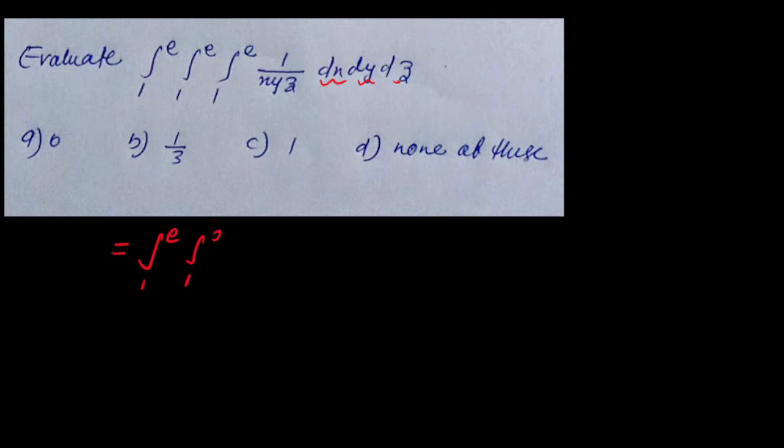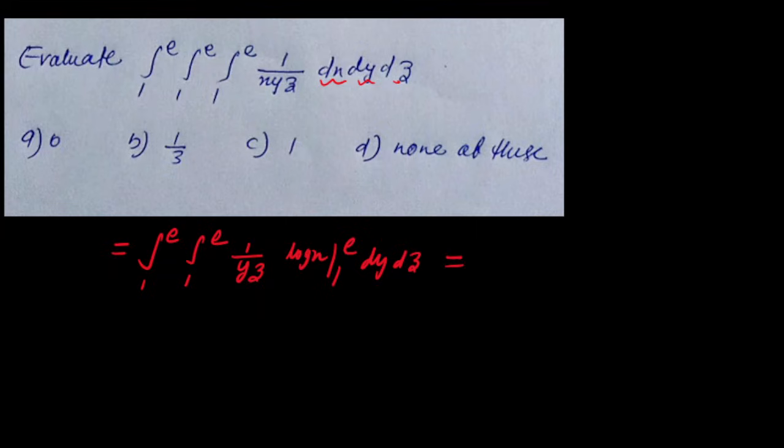So if I integrate it with respect to x, 1 by yz is a constant. Basically this can be solved in two ways. First let me solve the way I have started, then I will give you the easier one also. So with respect to x, I will integrate. 1 by yz is constant. Integration of 1 by x is log x, limit is 1 to e, dy dz.